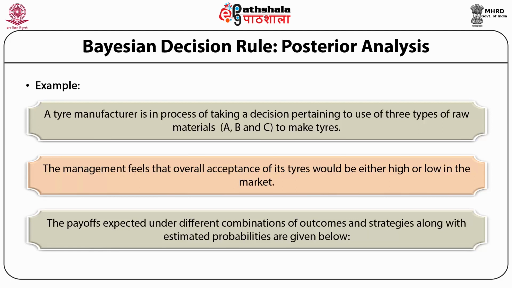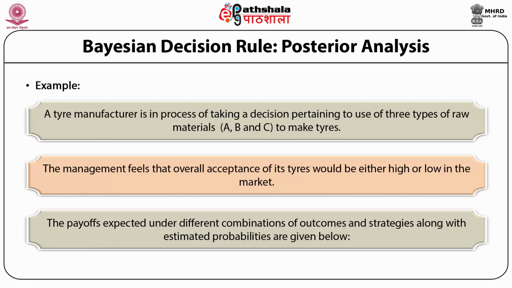This will be explained with the help of the following example as mentioned in the slide in front of you. In this slide you can see that there is a tire manufacturer who is in the process of taking a decision pertaining to the use of three types of raw materials A, B and C to make tires. The management feels that the overall acceptance of its tires would be either high or low in the market.